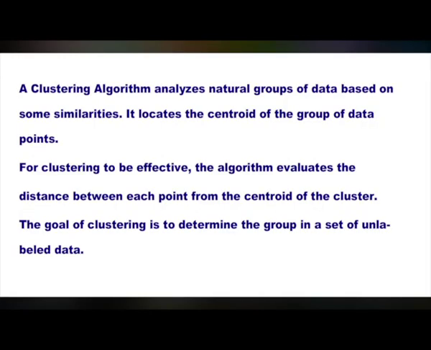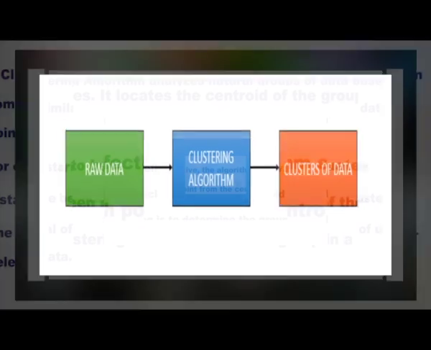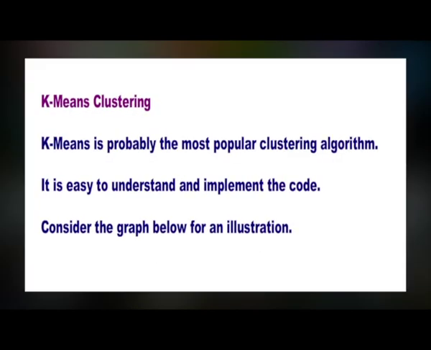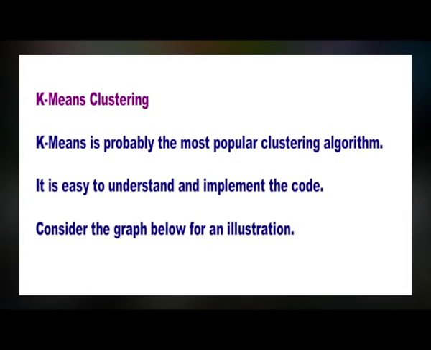A clustering algorithm analyzes natural groups of data based on some similarities. It locates the centroid of the group of data points. For clustering to be effective, the algorithm evaluates the distance between each point and the centroid of the cluster. The goal of clustering is to determine the groups in a set of unlabeled data. This diagram depicts the input of raw data, which is fed into the clustering algorithm, and thereby the data is clustered. Now let us see about k-means clustering.